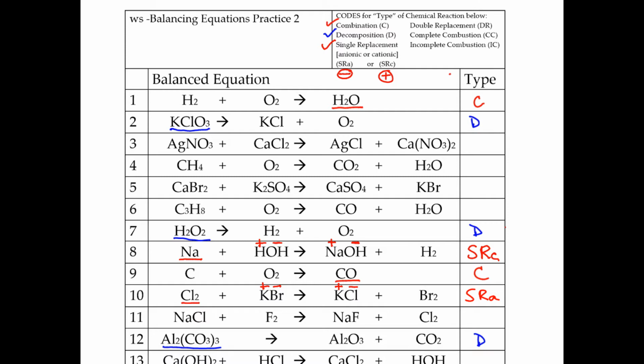If you look right below it at number 11, same thing. Element by itself, a plus and a minus. The fluorine wants to be minus, so it goes with the plus, leaving the chlorine behind. And that's going to be single replacement anionic.